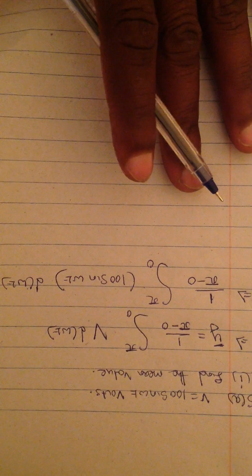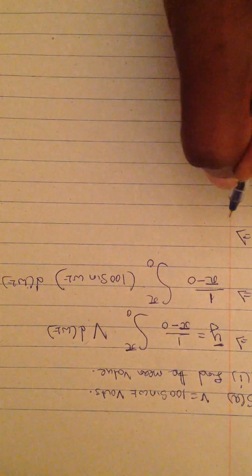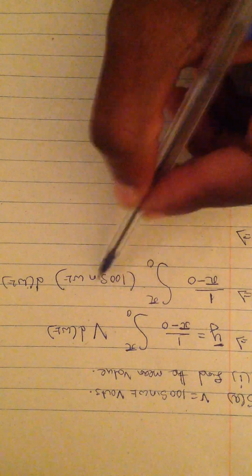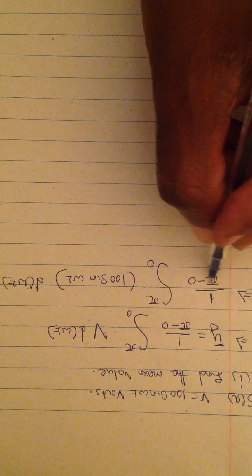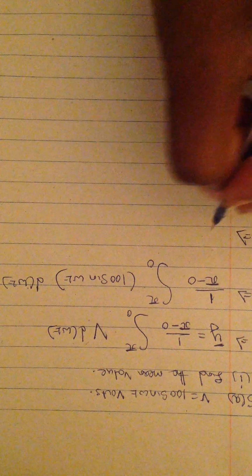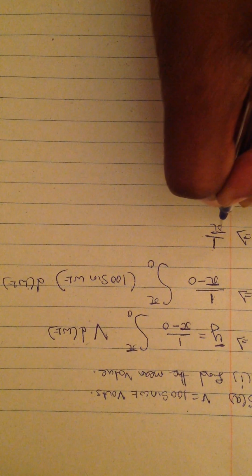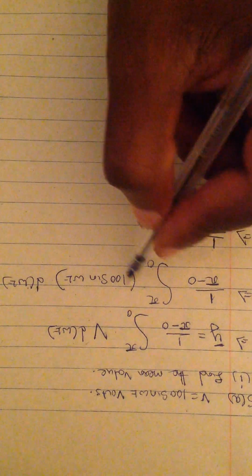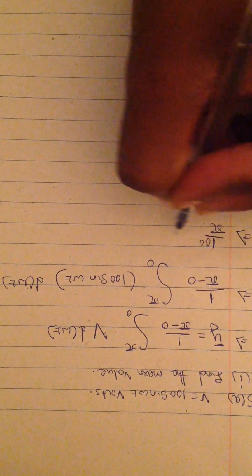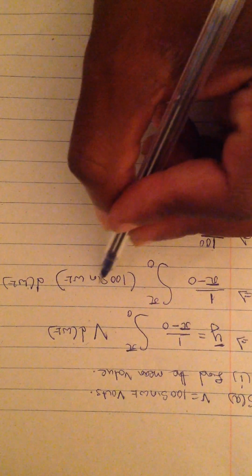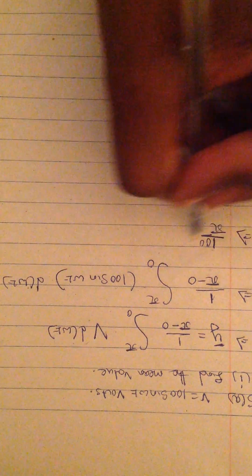What next? Now we can start integrating, because we can integrate this directly. What is pi minus 0? That's pi, so it will be 1 over pi. Then let's factor out 100, so that we remain with the sine. When you integrate sine omega t, it becomes cos.